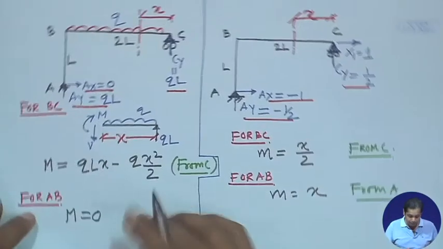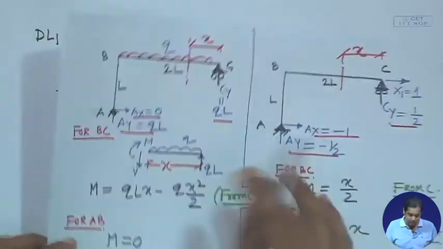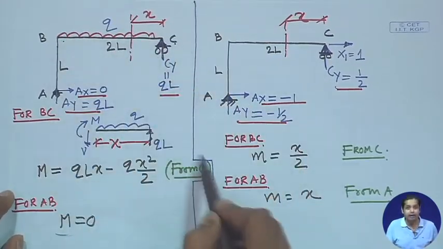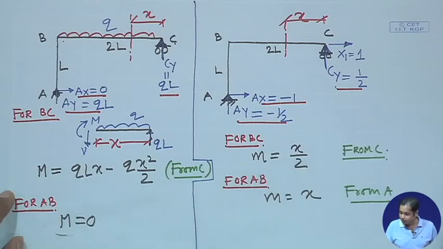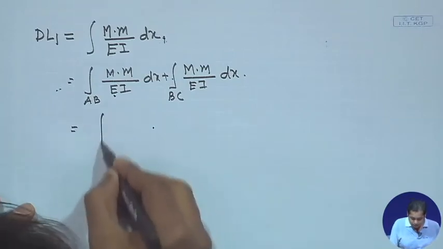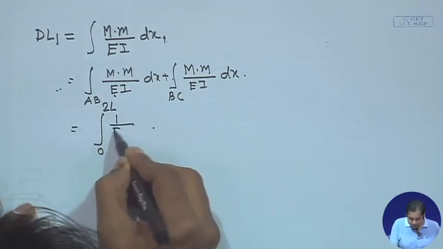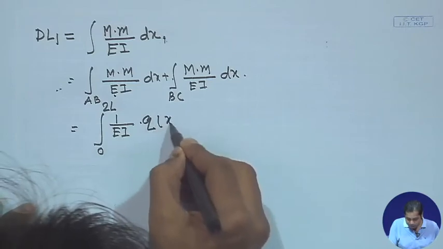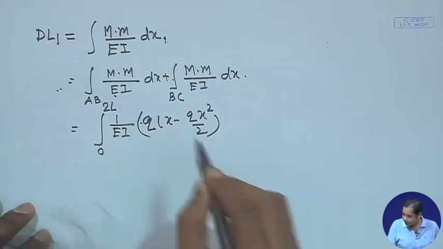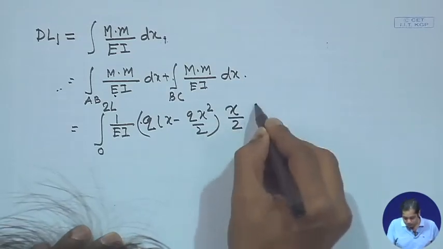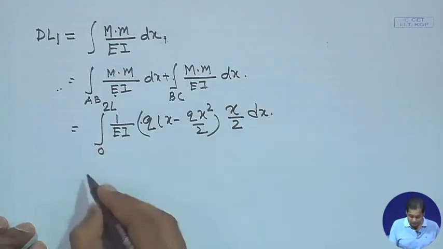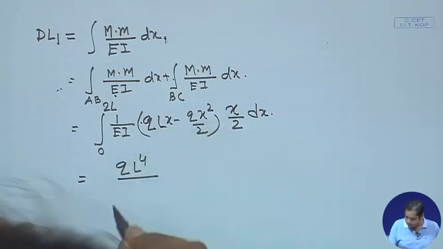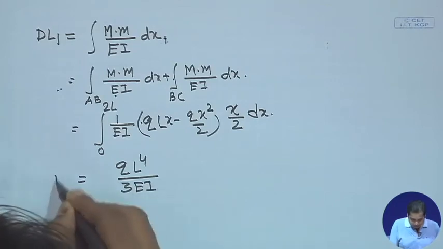Now, for AB capital M is equal to 0. So, this part will become 0, and for BC your x varies from 0 to 2L, that is how we have taken x, and then M is this and small m is x by 2. Okay. So, substitute that. So, this becomes integration from 0 to 2L of 1 by EI into capital M, which is qLx minus qx square by 2, and then small m is x by 2, dx. Okay. Now, if we do this integration, the expression we get is qL to the power 4 divided by 3 EI. So, this is delta L1.